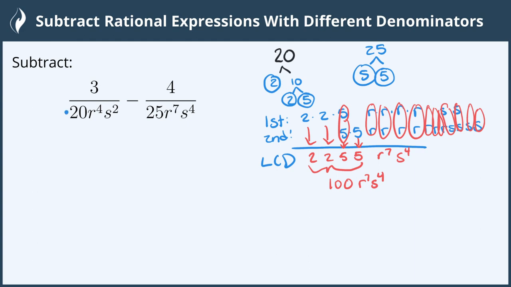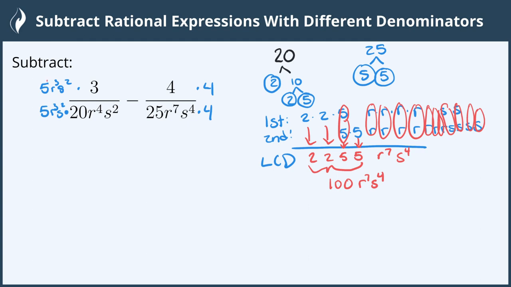For our first one, we'll need to multiply this by 5, and we're missing 3 of the r's, so r cubed, and we're missing 2 of the s's, so we'll multiply this by s squared. And we need to multiply the numerator by the same thing so that we keep the fraction balanced. So we have 5r cubed s squared times 3. For our second denominator, we need to multiply this by 4 to get to 100. We already have 7 of the r's and 4 of the s's. We only need to multiply this by 4 on top and bottom.